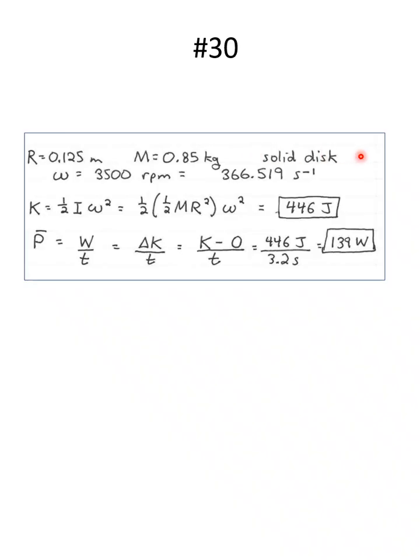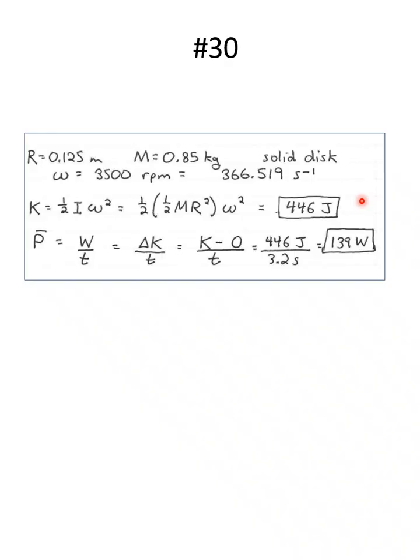It's a solid disc. And so I've also converted 3,500 RPM to radians per second, so 366.519 radians per second. The kinetic energy is 1/2 I omega squared. So we have the 1/2. If it's a disk, that's 1/2 times mass times radius squared, and then times omega squared. And we need to use all MKS units so that this comes out to be joules. And I get 446 joules.